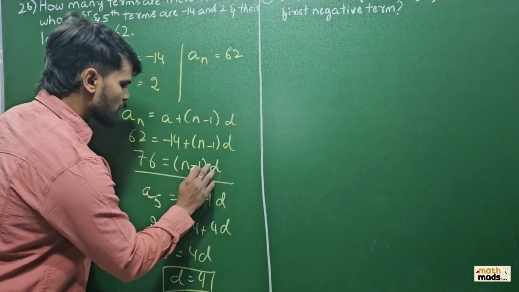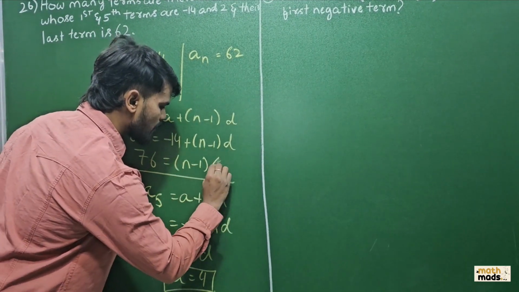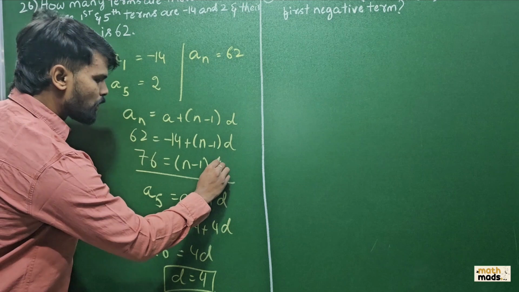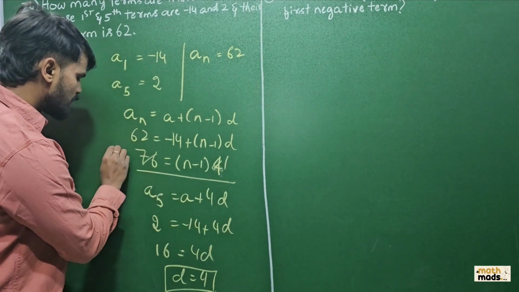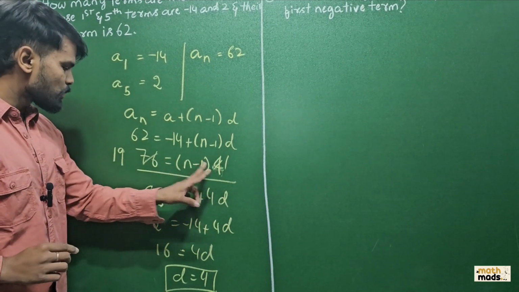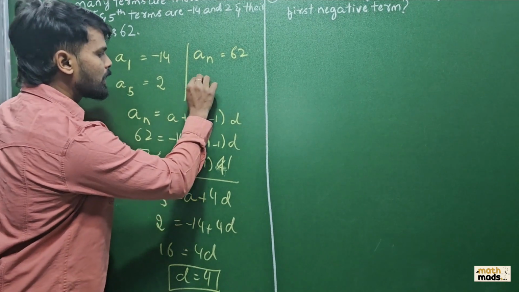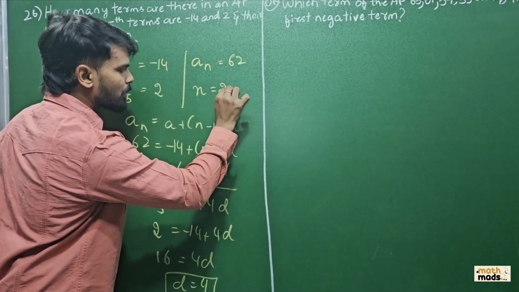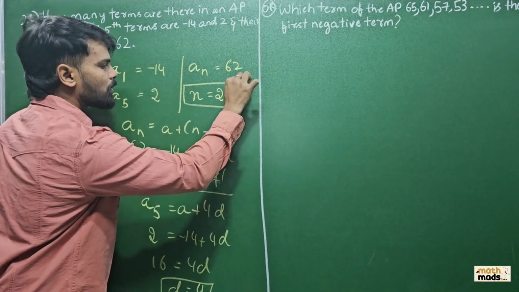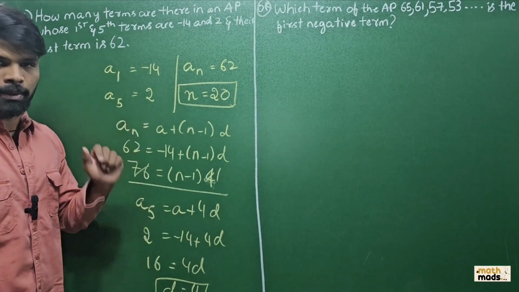Substitute D here. So if I substitute D as 4 here, what will I get? 4 1s are 4, 4 19s are 76. N minus 1 is equal to 19 means what will happen to N? N is nothing but 20. So how many terms are there? 20 terms are there in this AP.